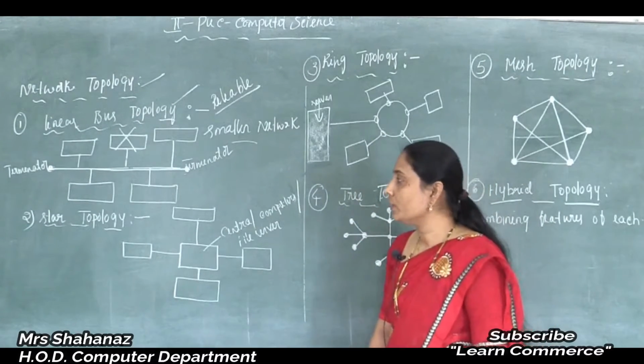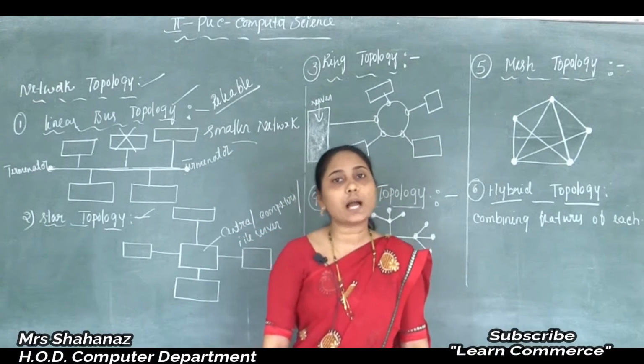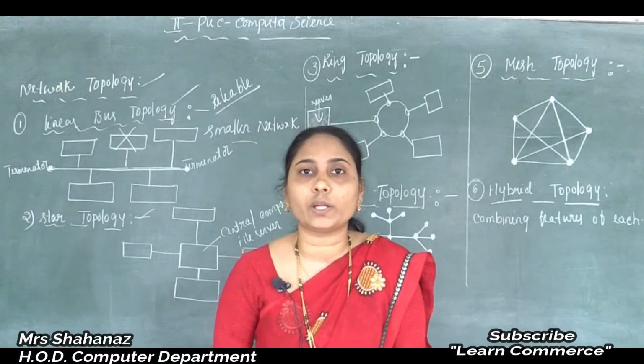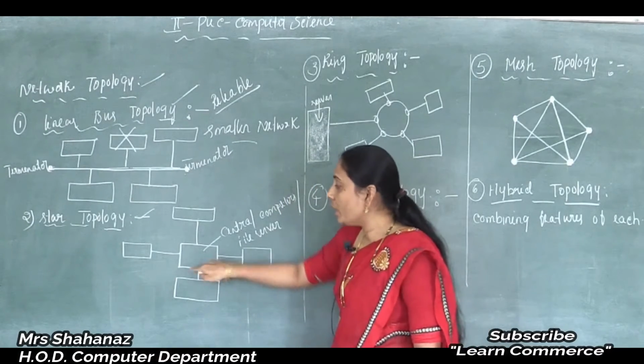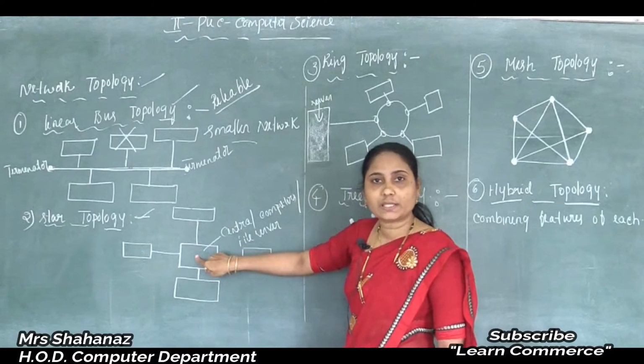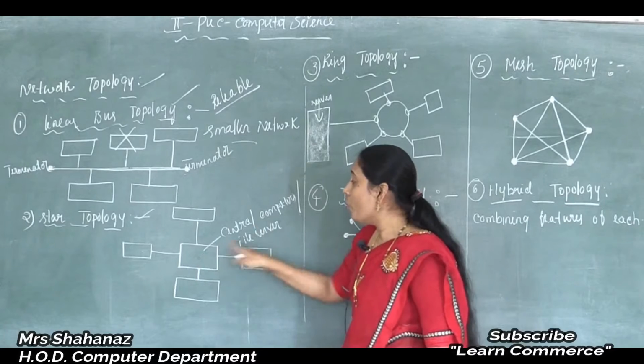Okay, now after the linear bus topology, the next topology is the star topology. What about the star topology? Just by seeing the diagram, in the middle one computer is there, and this computer is called the central computer or the file server.